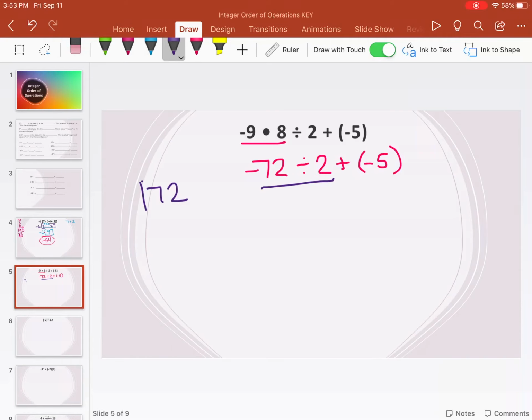You can do it off to the side if you need to. 2 goes into 7 3 times, with 1 left over. Bring down your 2. It goes in 6 times, so I get 36. It was a negative divided by a positive, so negative.